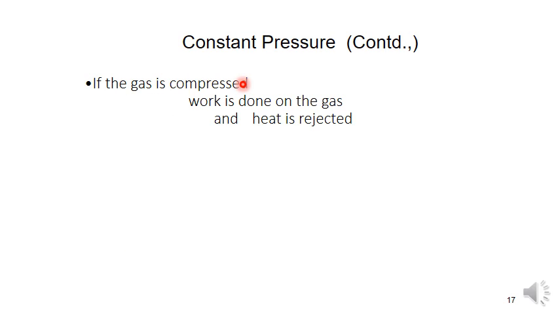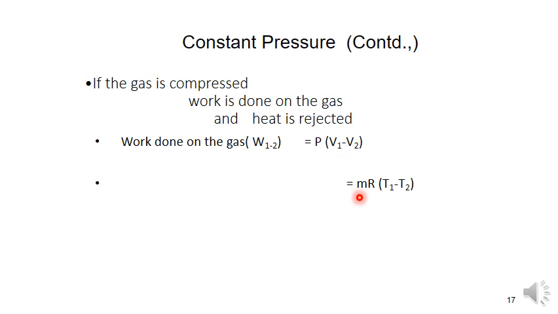If the gas is compressed, the work is done on the gas and heat is rejected. The work done by the gas is taken as P (V2 minus V1). So work is done on the gas and heat is rejected. In the first case, heat is supplied. If the heat is rejected, it is negative, so it becomes minus PdV, where dV means V2 minus V1, but here I am writing it as V1 minus V2. In the case of heat rejected, it is P (V1 minus V2) and mR (T1 minus T2). Heat rejected is also mCp (T1 minus T2).